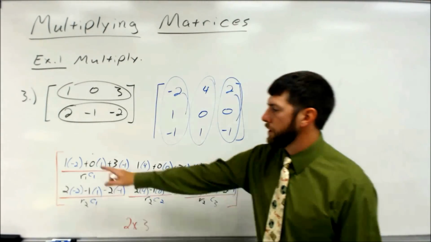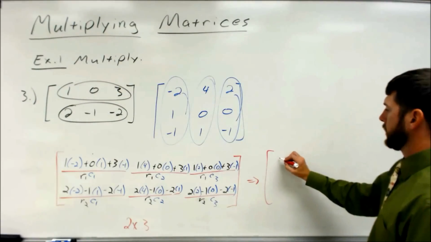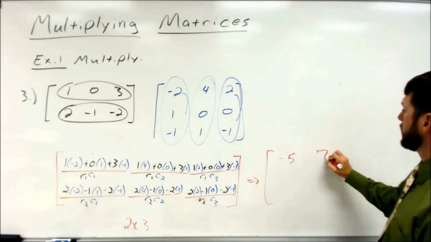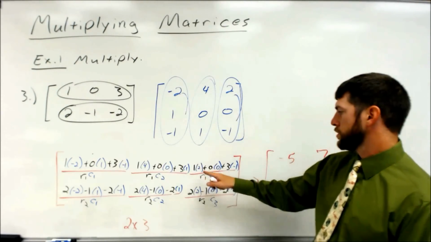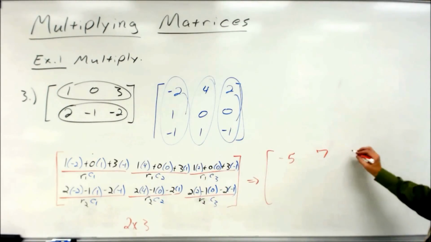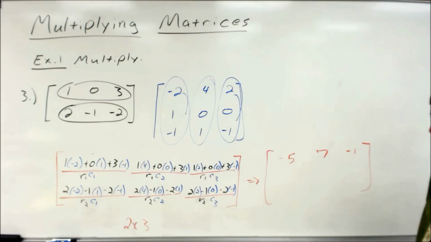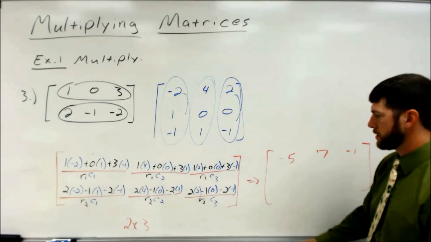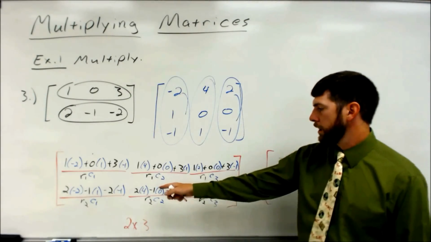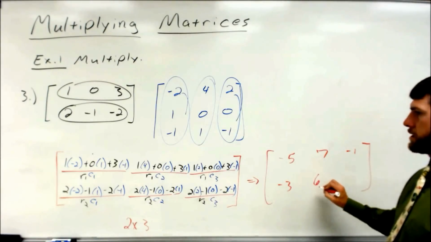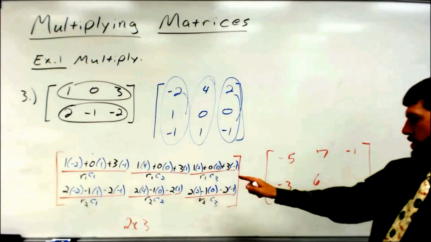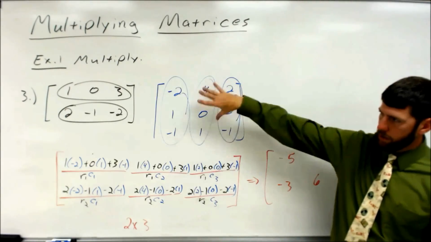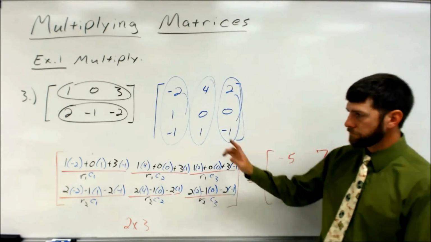All right, so we have negative 2, 0, and negative 1 is negative 5. 4, 0, and 3 is 7. 2, 0, and negative 3 is negative 1. Close that off. Negative 4, negative 1, and 2 is negative 3. 8, 0, and negative 2 should be 6. And 4, 0, and 2 should also be 6. So here we have the product of those two matrices.